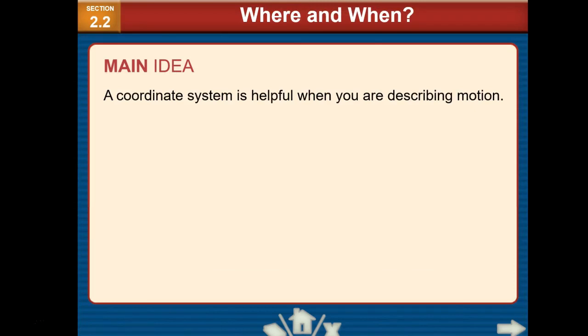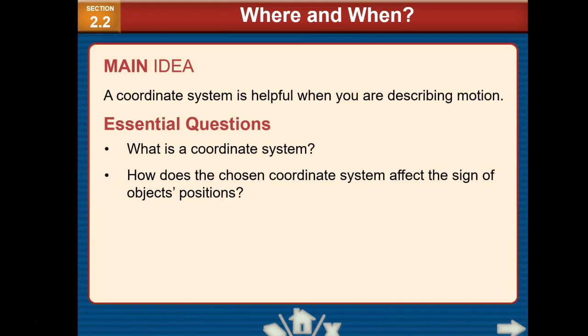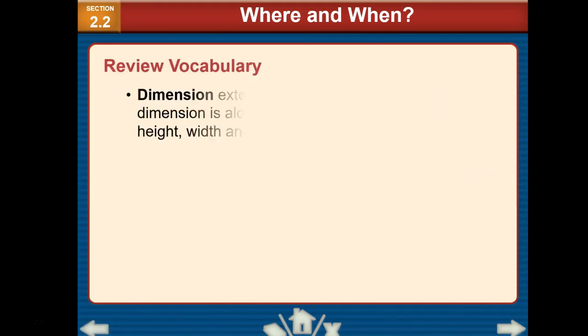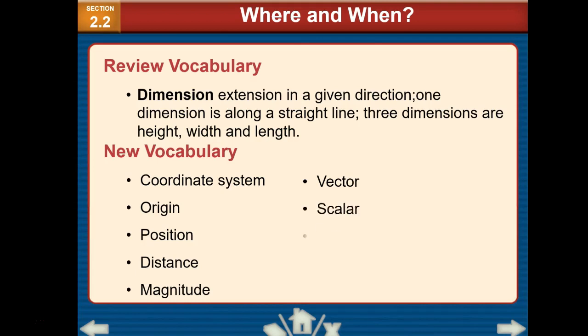Okay, now that's really section 2.1. 2.2 is looking at more of the coordinate systems with graphs. We're going to look at what a coordinate system is and what's the best way to choose a coordinate system to look at where an object is going. Okay, and how are time intervals measured? And we're going to look at a little bit of what's called displacement. Origin, position, hopefully we're going to learn, and distance and displacement and magnitude. All these terms you're going to need to know by the end of this particular section.